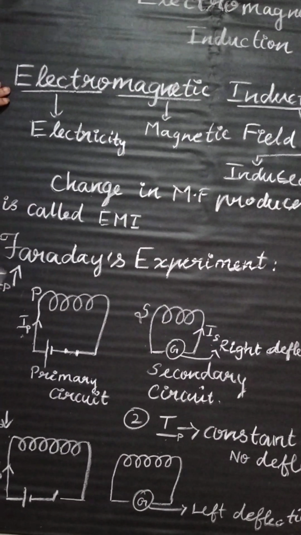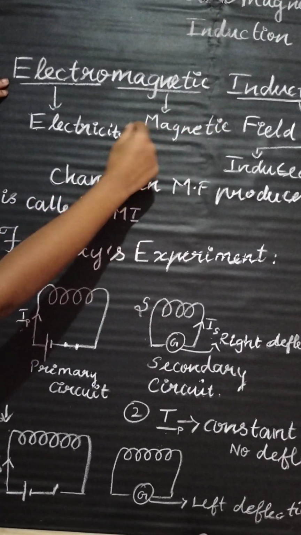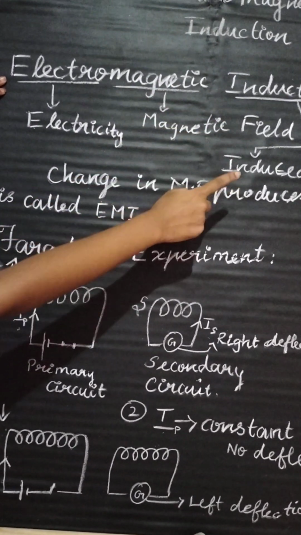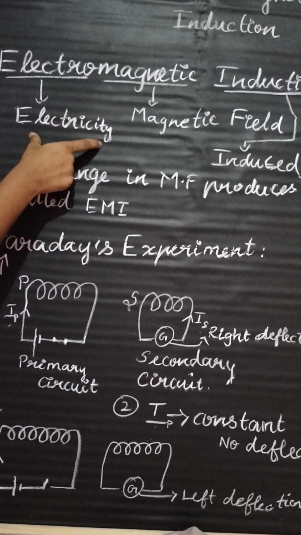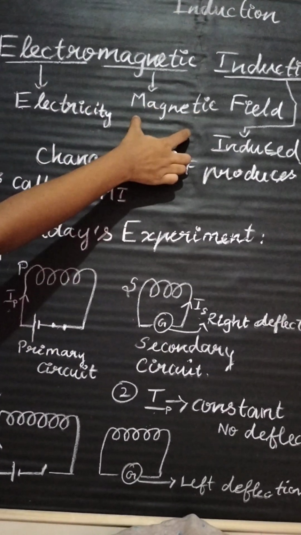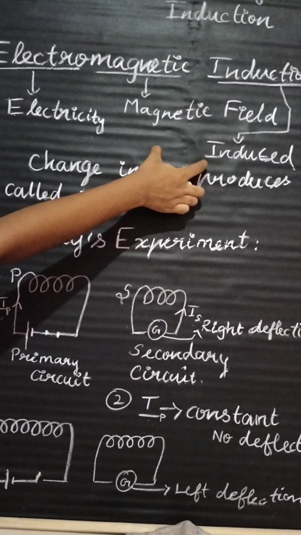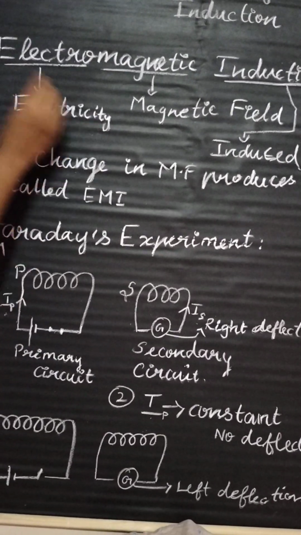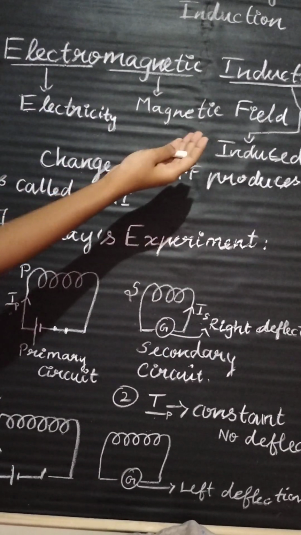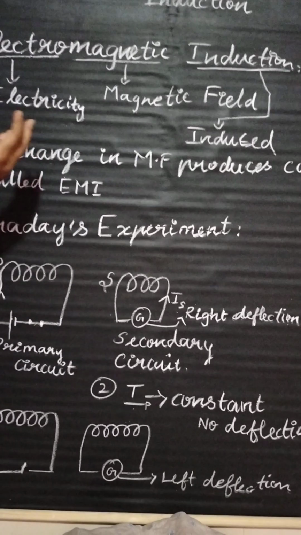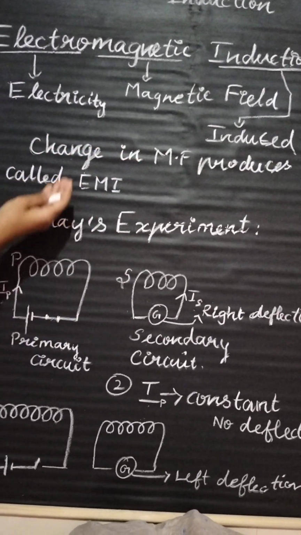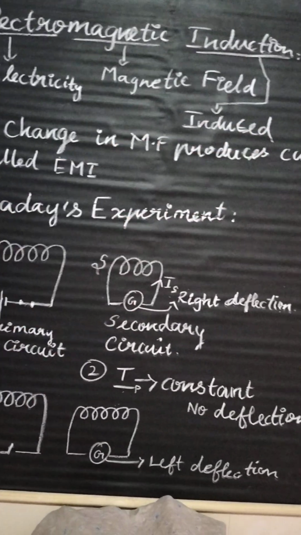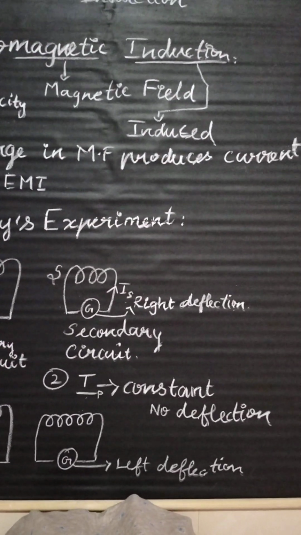Let's see the meaning of electromagnetic induction. Magnetic means magnetic field, induction means induced, and electro means electricity. This means the magnetic field induces a current, which forms the electricity. Electromagnetic induction is said to be the change in magnetic field producing current. This was introduced by Faraday.